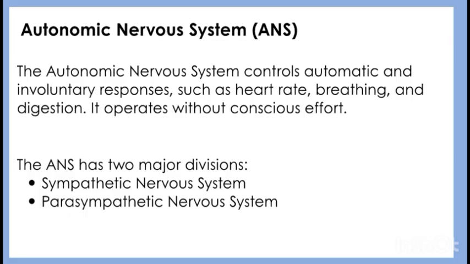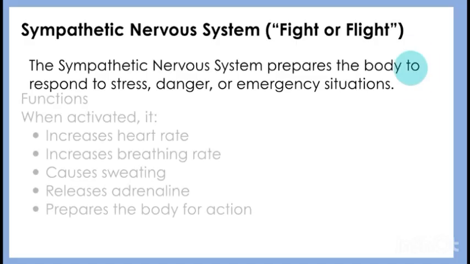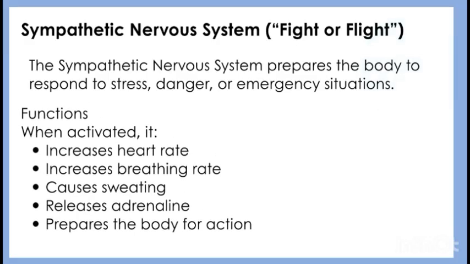It operates without conscious effort, though. So the autonomic nervous system has two major divisions, the sympathetic and parasympathetic. So here, sympathetic nervous system, fight or flight. The sympathetic nervous system prepares the body to respond to stress, danger, or emergency situations. When it is activated, it increases heart rate, increases breathing rate, causes sweating, releases adrenaline, and prepares the body for action.